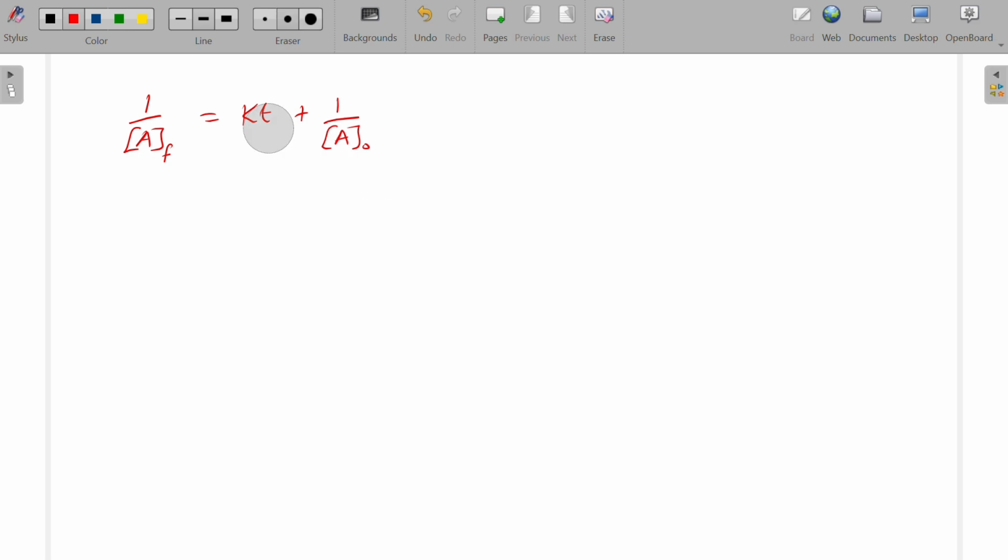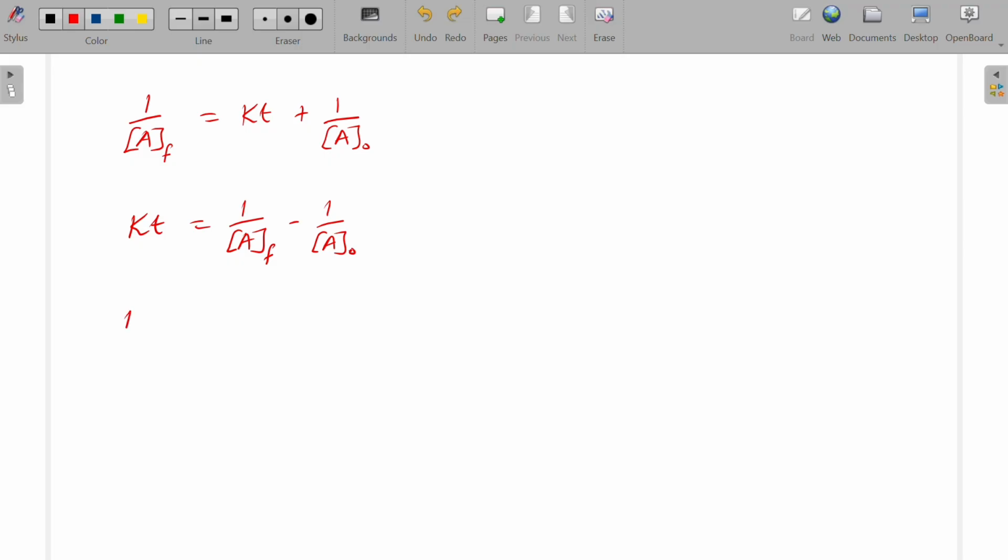Since we are talking about half-life, half-life is the time taken for half the initial amount to be used. So we need to make Kt the subject of the formula because it's the one that is holding time. So doing that, what we are going to get is Kt is equal to 1 over the final concentration, like that, minus 1 over the initial concentration, like that. So this is what we have.